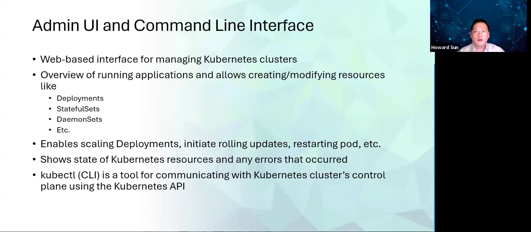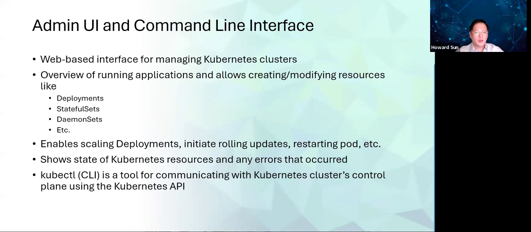In our admin tools, there are the admin UI and the command line interface, and these are both essential for developers and system admins to provide a seamless experience in deploying, scaling, and maintaining applications. The web-based UI serves as a visual platform for managing Kubernetes clusters. It offers a comprehensive overview of running applications within the cluster, allowing users to easily identify the state of deployments, stateful sets, and more. One of the standout features is its capability of scaling deployments, initiating rolling updates, and restarting pods from the interface. The level of control and visibility is invaluable for maintaining the health and performance of applications.